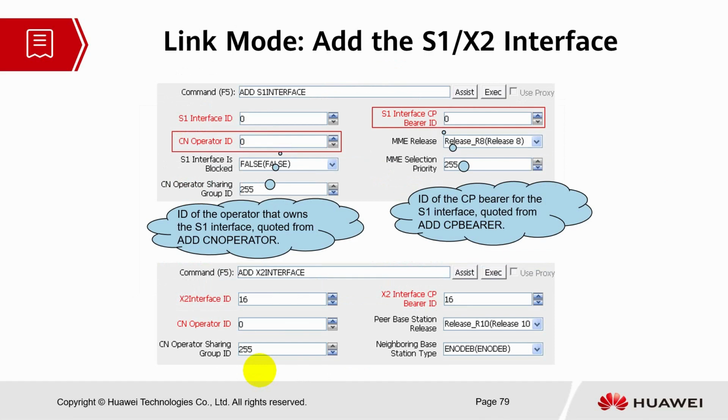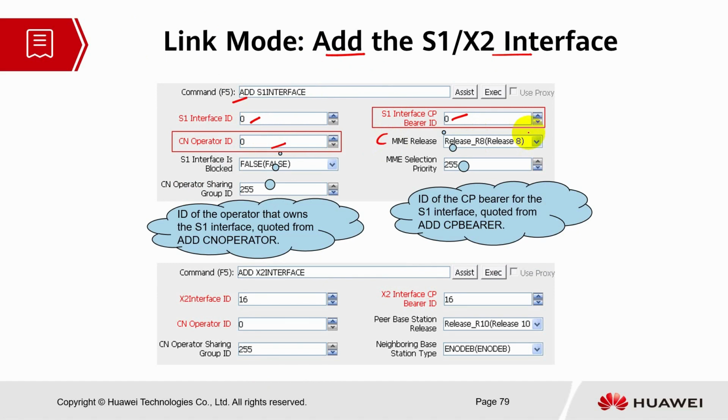Next, we go into the interface information. We need to add the S1 and X2 interface, so there are two commands here. In the S1 interface, we have to bind. This one is unique, the S1 interface ID is unique. The CP bearer ID we have configured earlier, so we have to add it and bind it with the CN operator.